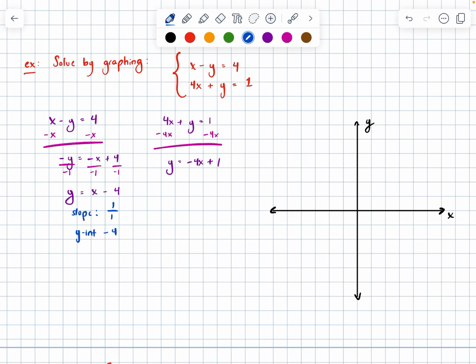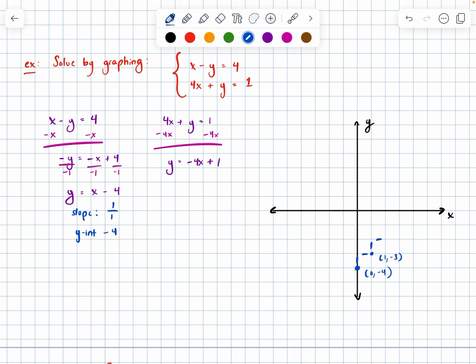So to graph, I'm going to start by plotting my y-intercept at 1, 2, 3, negative 4 right here on the y-axis. Using my slope of 1 over 1, I have a positive slope, so let's say I go up 1 and over to the right 1. I would land at this point, which is 1 comma negative 3.